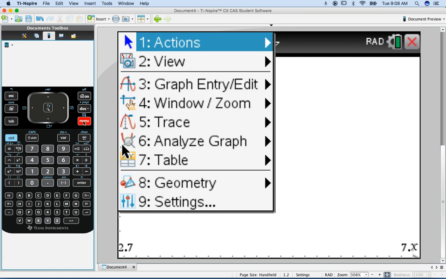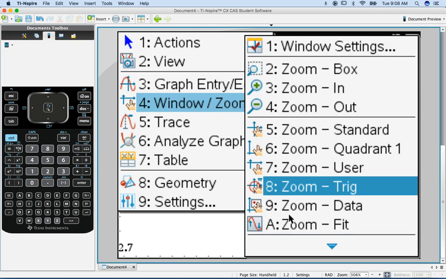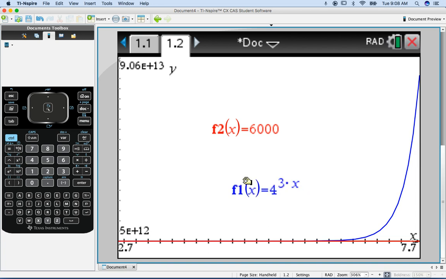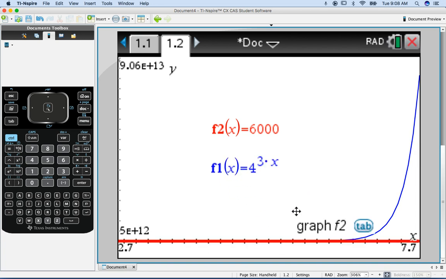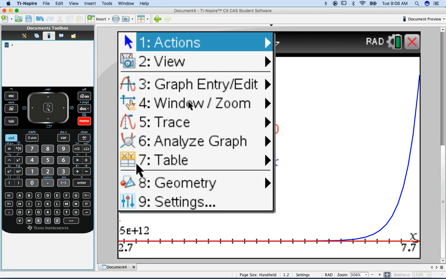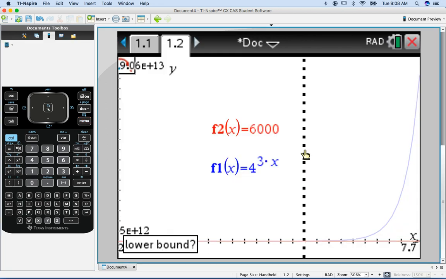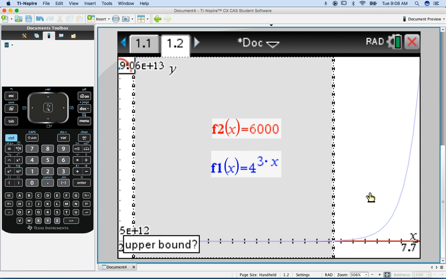So let's reset in case this happens to you. Let's go to Window, let's go to Fit, and now let's see if we can find where the intersection would lie between 6,000 and this 4 to the 3x, or 4 to the power of 3x. I'm going to move these equations out of the way. Okay, so let's go ahead and go to Menu. We're going to go to Analyze Graph, and we're going to look for the intersection between both of these graphs. Again, because this is difficult to see, I'm going to go big, all the way to the left and then all the way to the right.